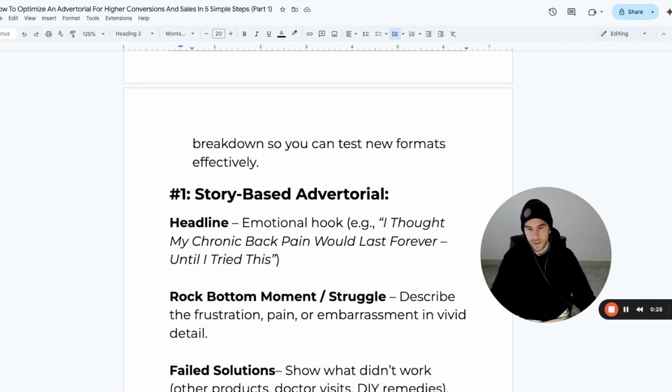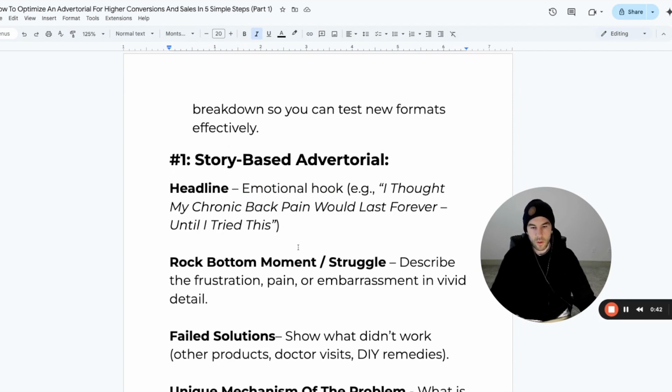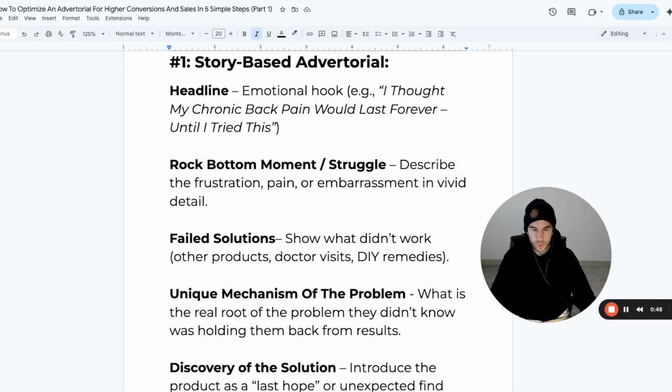So number 1, we're going to be going over the story-based advertorial. Our headline, we're going to want to always start with an emotional hook. I thought my chronic back pain would last forever until I tried this. Obviously, it's not perfect. I whipped it up for this, but just something along those lines. A lot of I, me, those kinds of headlines are going to do well.